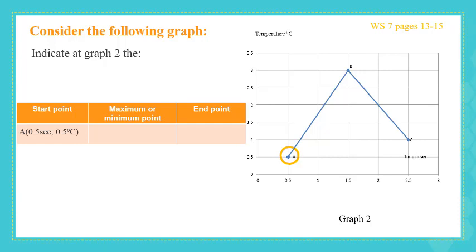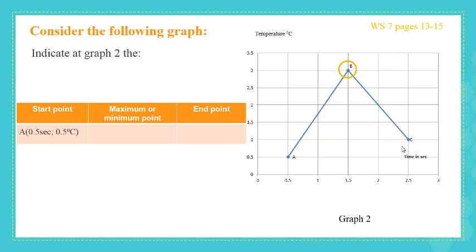Now, ask yourself, are there in this graph increase then decrease or decrease then increase? As you see, we have increase then decrease, so we have a maximum point. What is the maximum point in this graph? The maximum point is the highest point, so the highest point is point B.